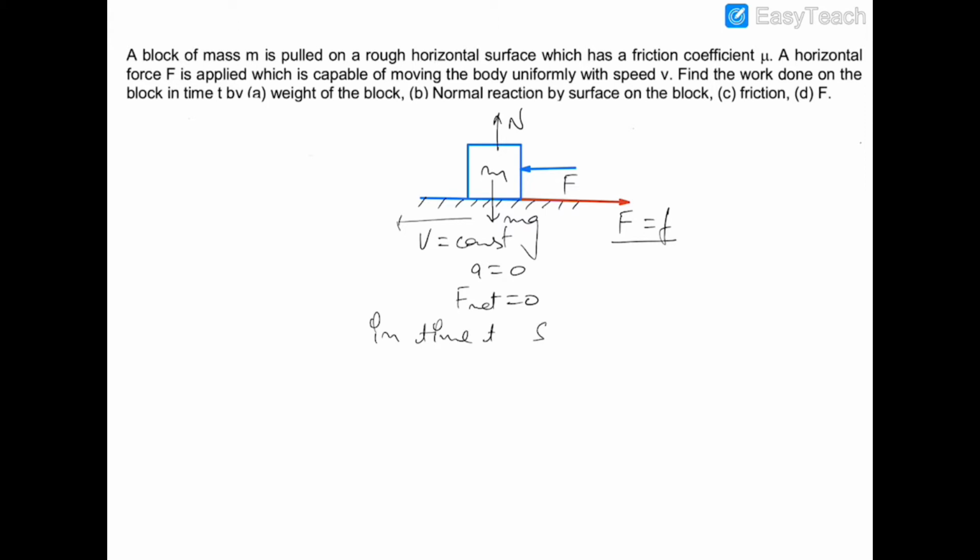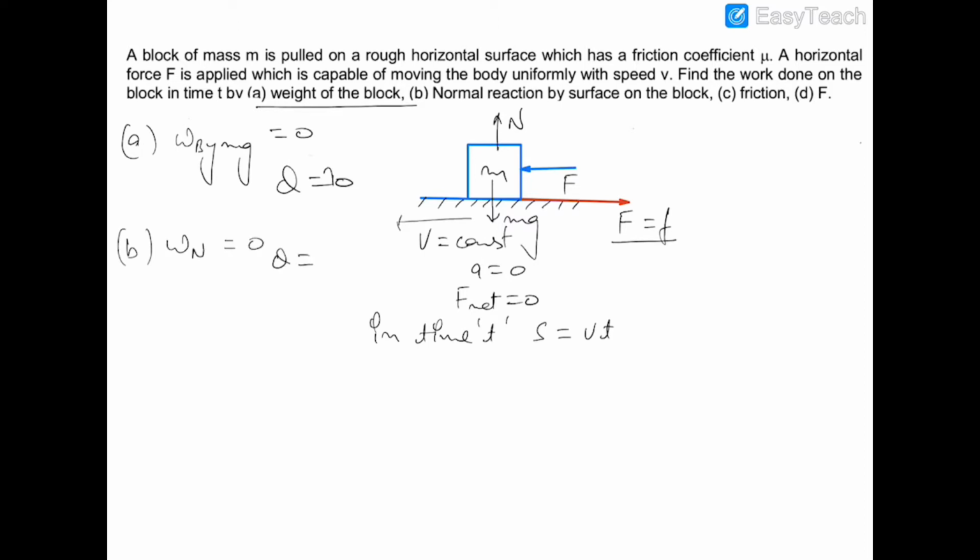So in time t, the displacement of the block will be Vt. In the first case, the work done by the weight of the block, the work done by mg, will be 0, because the angle between the force mg and the displacement is 90 degrees. Similarly, the work done by the normal reaction will also be 0, because this angle is also 90 degrees.